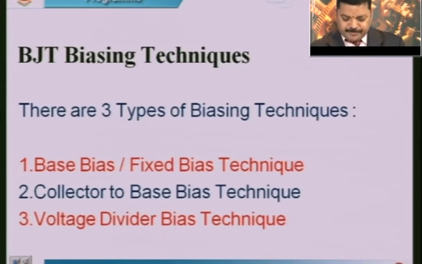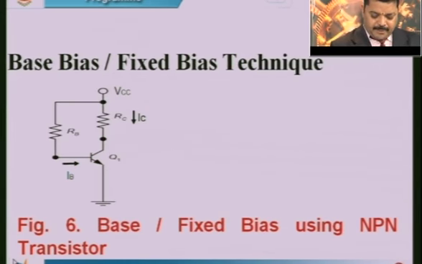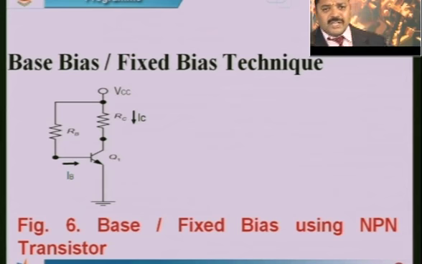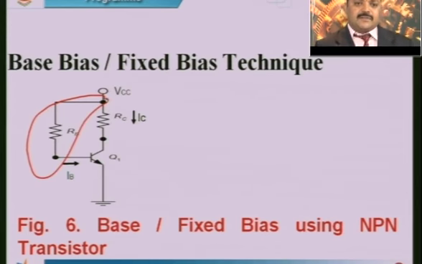So in this session, the base bias or fixed bias technique. What is base bias or fixed bias technique? We will be using one fixed large value resistor, which I am marking on this PPT. This is RB, which is fixed between VCC and the base of the BJT.